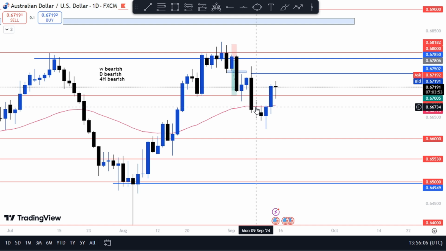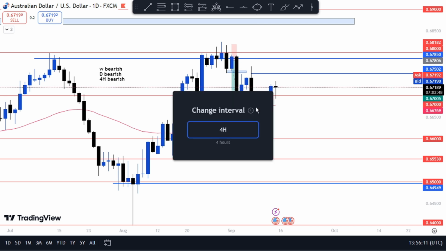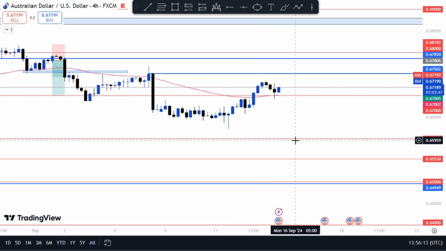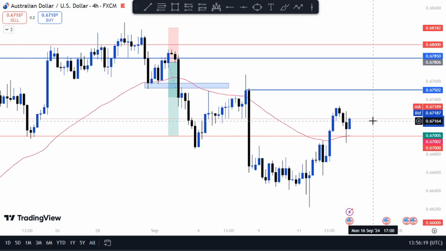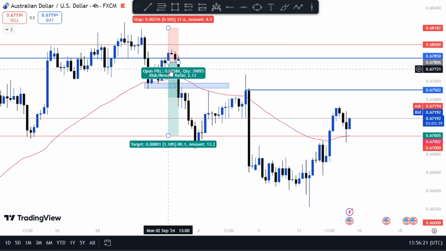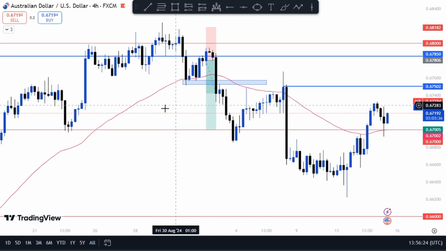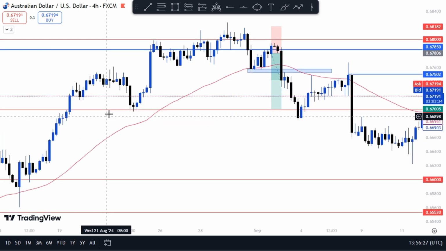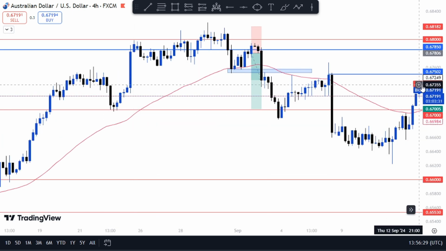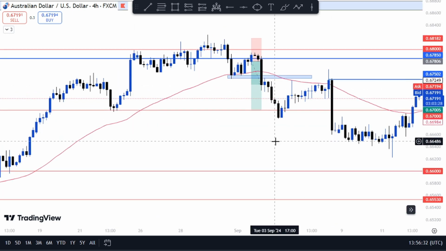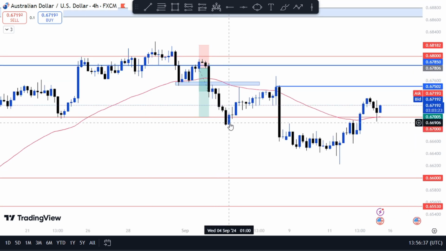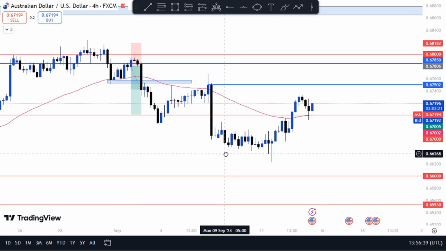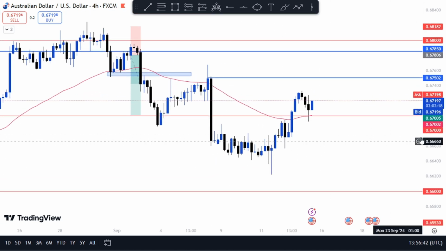All right, so from there I went down to the 4 hour to see what actually is happening on the 4 hour. As you can see here on the 4 hour, this is the trade that I took. The 4 hour gave me the same information that I needed. As you can see, we broke it. We came down, we broke this one. So the 4 hour too is telling us that this market is bearish.